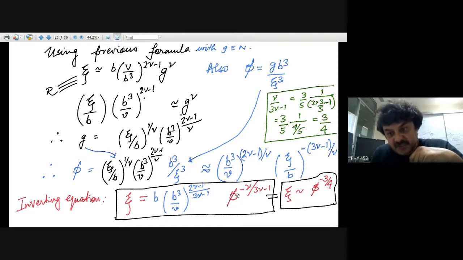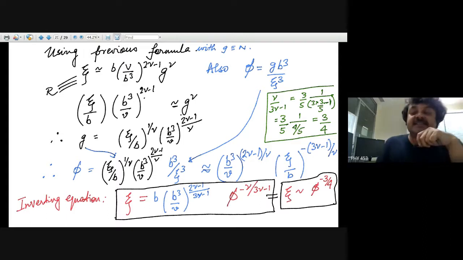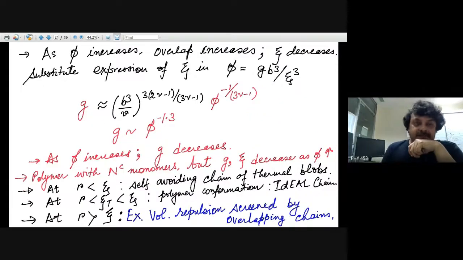So what you get to know is, when you substitute nu and so on and so forth, you see that the correlation blob length scale goes as phi to the power minus 3 by 4. So if phi increases, monomer concentration increases, the correlation blob length scale decreases. Why? Because as phi increases, overlap increases, the number of monomers interacting with each other increases, and as a consequence, the correlation blob length scale zeta decreases.